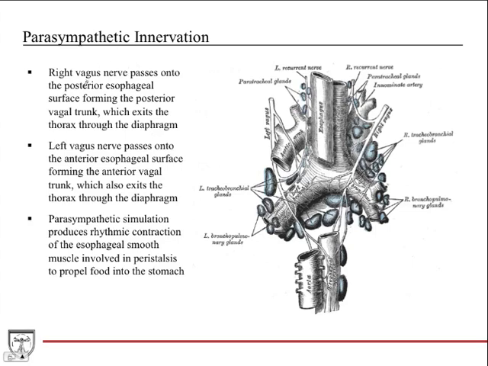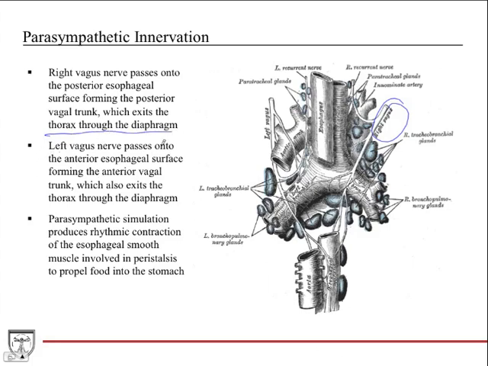So the right vagus nerve passes onto the posterior esophageal surface, as you can see here. So it goes down, and I know we talked about this in the posterior mediastinum lecture. This is just a quick review. And then it exits through the diaphragm posteriorly as that posterior trunk.